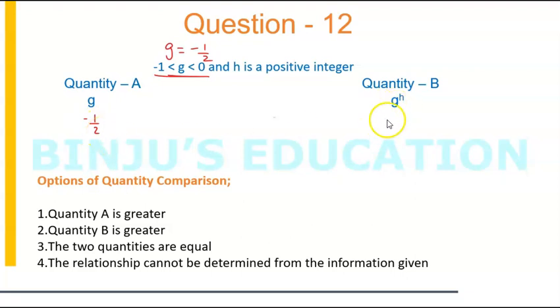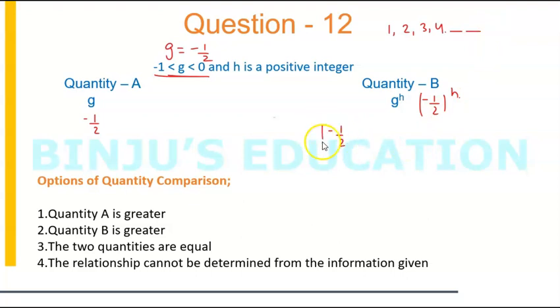Now quantity B is minus half to the power h. Now what is h? h is a positive integer. When you talk about positive integers, what are the different types that we have? We can have an odd positive integer or an even positive integer. These are the only two types. Nothing else can happen. So I'll take a couple of values, like I can take h to be 1, 2, 3, 4. This will be more than sufficient for me.